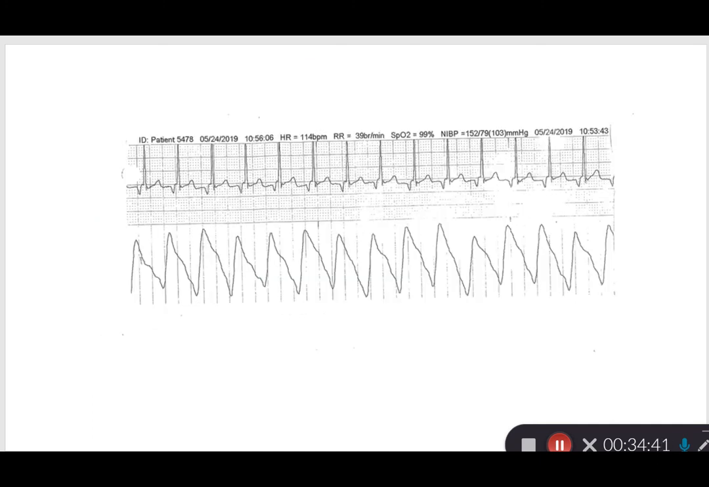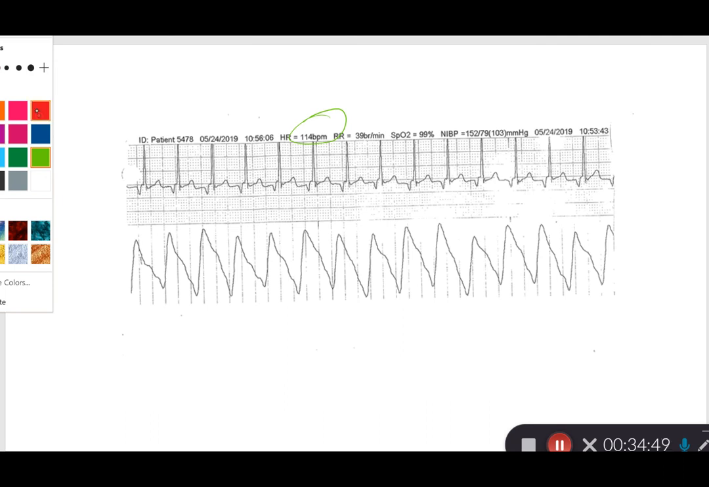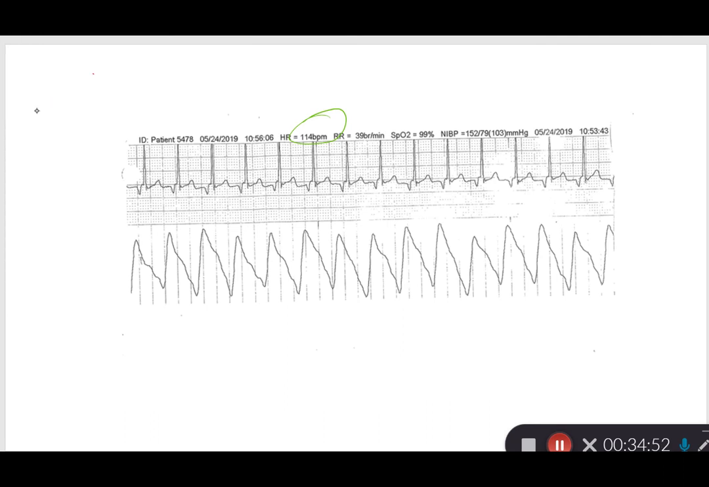All right, our next one. Our rate is 114 beats per minute, so pretty fast. Looking at my rhythm here, one thing I noticed right off the bat, my P waves are all inverted, so that's going to tell me right away that it's junctional. My QRSs are narrow and it's very regular. So now I need to figure out, is it junctional escape, is it junctional bradycardia, accelerated junctional, or junctional tachycardia? Being that it's over 100 beats per minute, it's going to be junctional tachycardia.